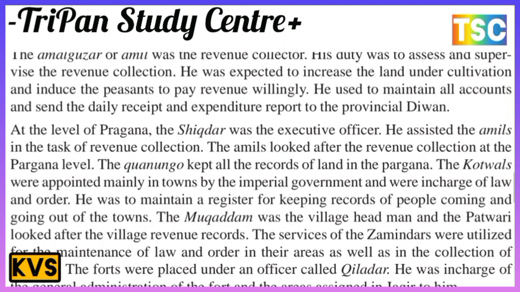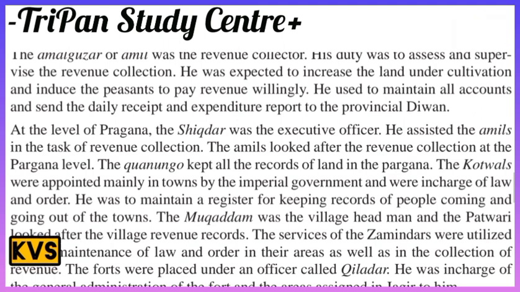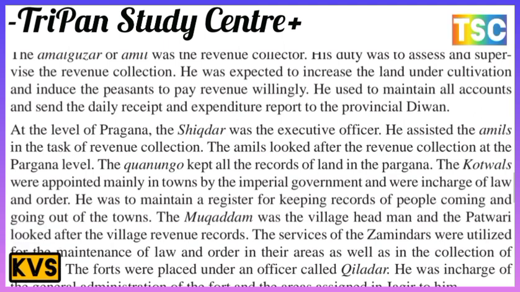The Amalguzar, or the Amil, was the revenue collector. His duty was to assess and supervise the revenue collection. He was expected to increase the land under cultivation and induce the peasants to pay the revenue on time. He used to maintain all the accounts and send the daily receipts and expenditure report to the provincial Diwan.